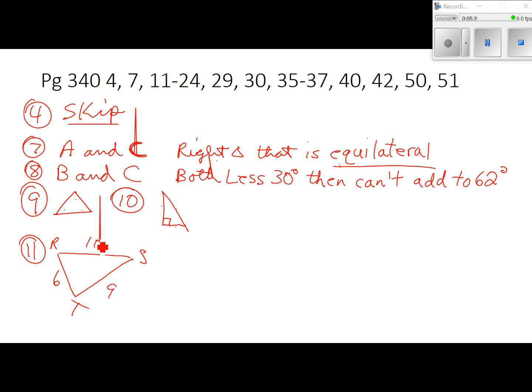And this one, remember our rule said that the shortest side has to be across from the smallest angle. So 6 is the shortest side, well then that means that one over there has to be the smallest. The 9 is the next smallest, so that angle is going to be the one that's in the middle. And then the 10 is the longest side, and it's across from angle T, so that's going to be the largest angle.